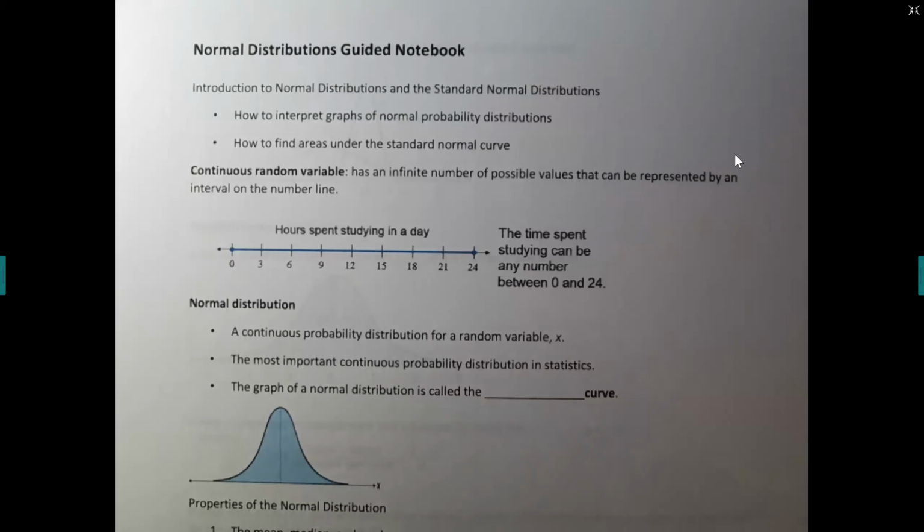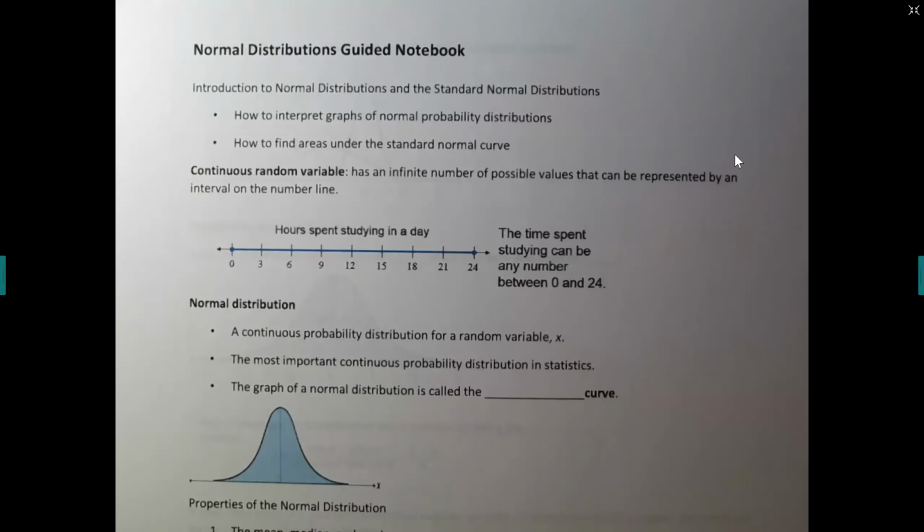Let's define a continuous random variable first. A continuous random variable, it's not countable, has an infinite number of possible values that can be represented by an interval on the number line. For example, the time that you spend studying in a day could be anywhere between 0 and 24 hours.